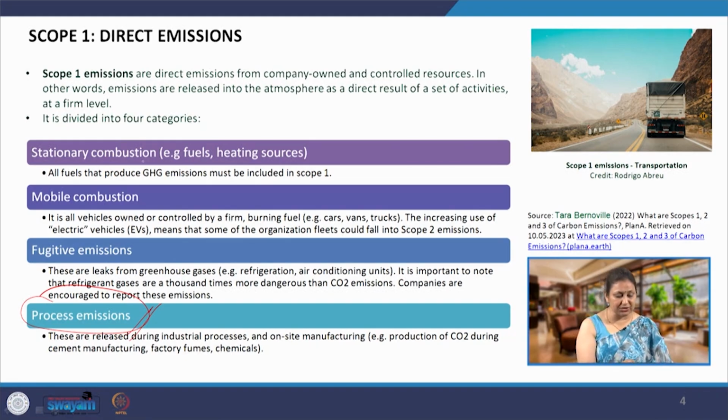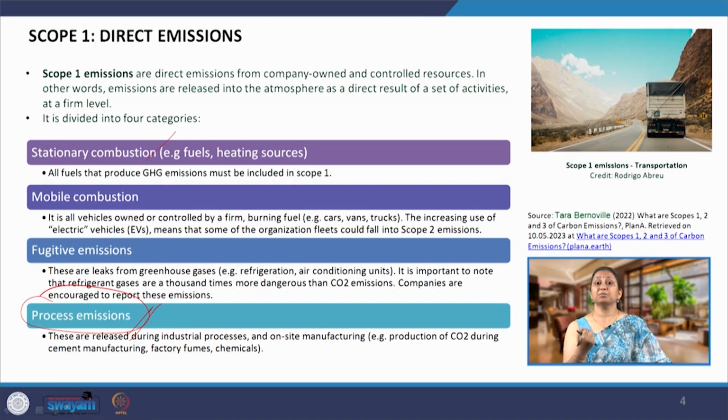First one is stationary combustion. For example, the fuels or heating sources. So, all the fuels which are combusted within these facilities directly for anything, they could be serving as fuel for something. For example, there could be a small handicraft factory which is working with glass.